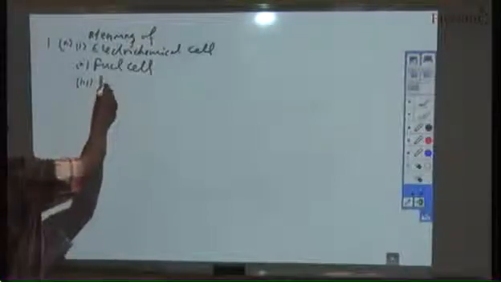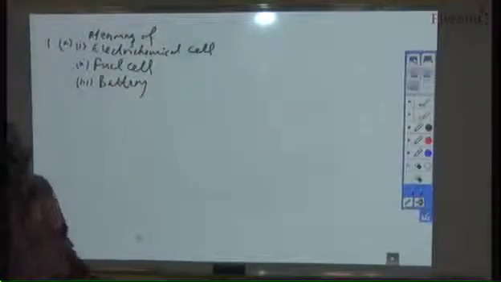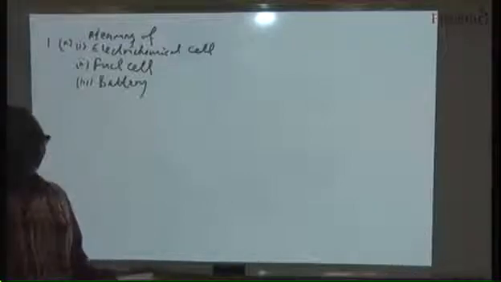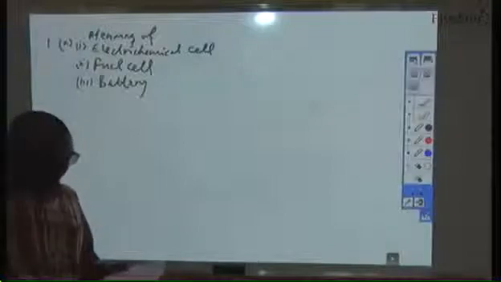A third is battery. What does it mean by a battery? A battery is a device which consists of either one or more electrochemical cells with external connection to provide power to electrical devices. It contains an external connection for providing power to electrical devices.